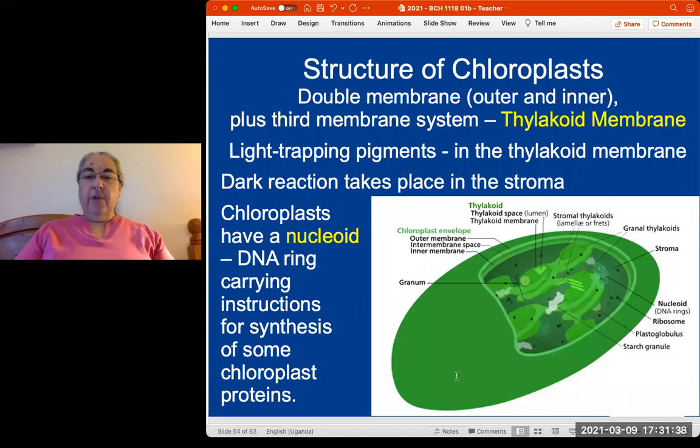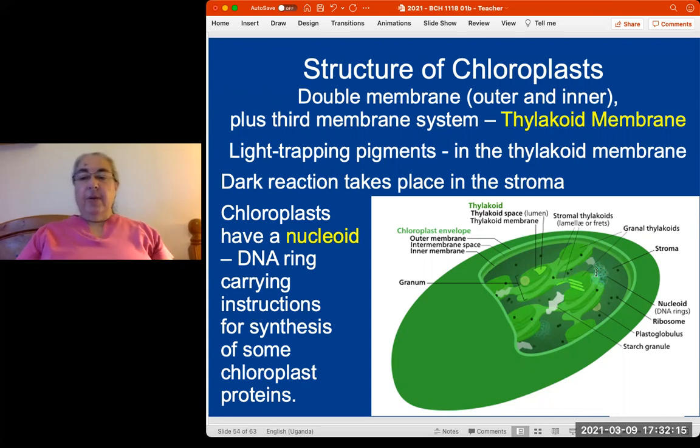So here is just a diagram of a chloroplast. Again, two layers of membrane on the outside of a chloroplast, and then a third membrane inside called a thylakoid membrane. And the pigments, the chlorophyll or other pigments that trap the light, are found in the thylakoid membrane, whereas the dark reaction, the other reactions to produce carbohydrates, takes place in the liquid part inside the cell, the stroma.